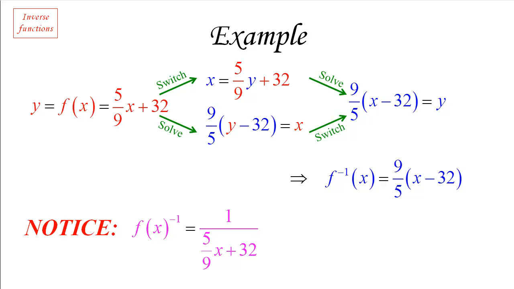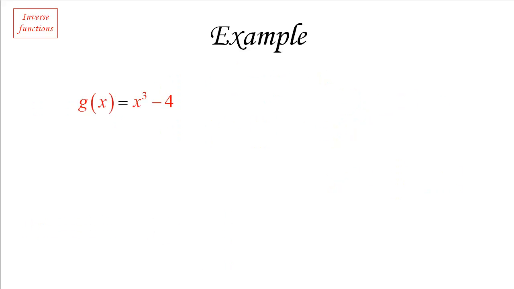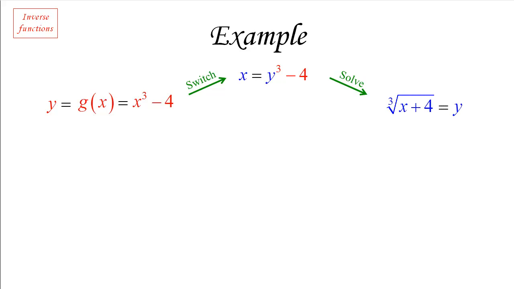Let's have a look at another example. Well, this time let's look at the function x cubed minus 4. Once again, g of x is going to be equal to y. And we can either switch first, in which case we end up with x equals y cubed minus 4, and then solve for y, which gives us cube root of x plus 4. Or what we can do is we can solve for x first, that gives us x equals cube root of y plus 4, and then switch x and y, which gives us exactly the same thing.